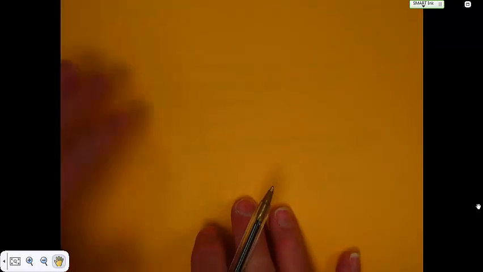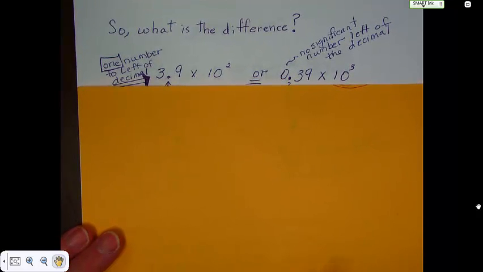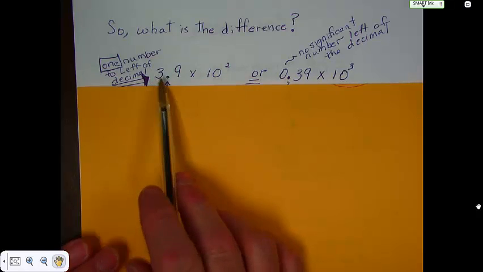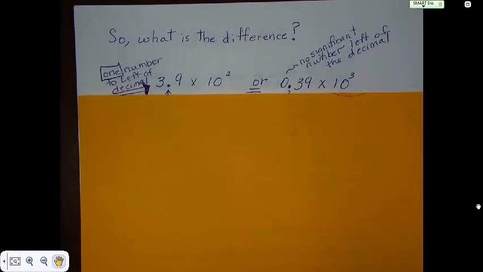Okay, well, what is the difference here? We have one number to the left of the decimal. Turn the slide on so it's just a little bit brighter. There we go. That might help a little.